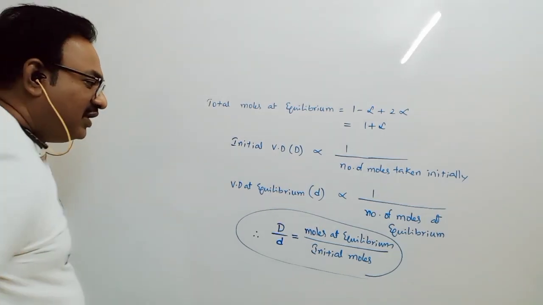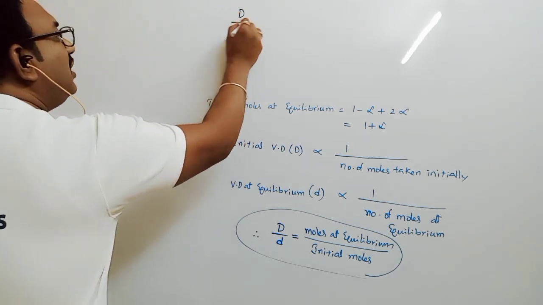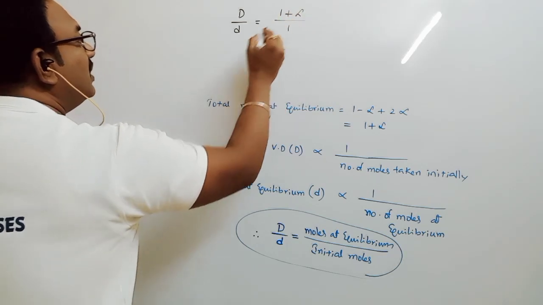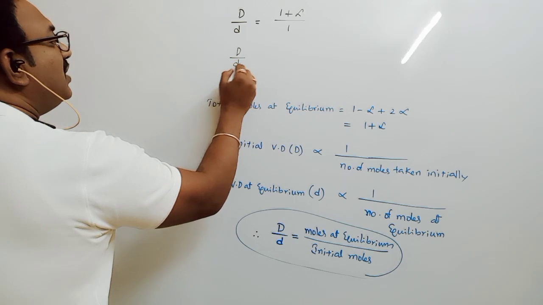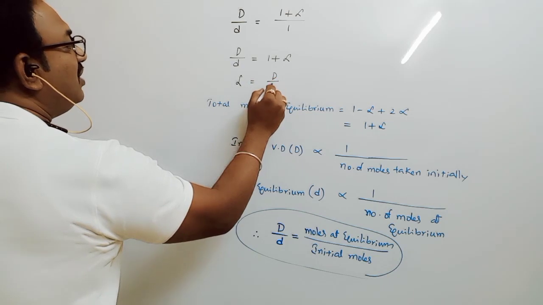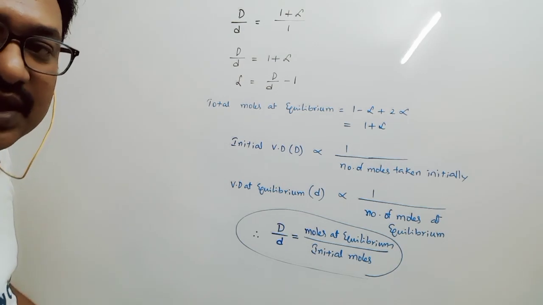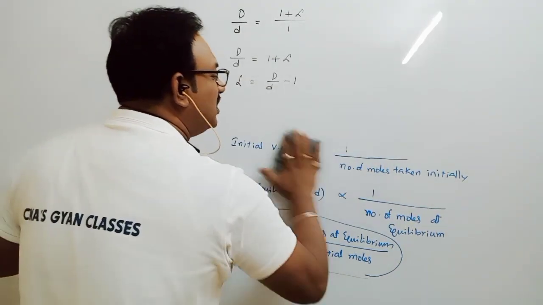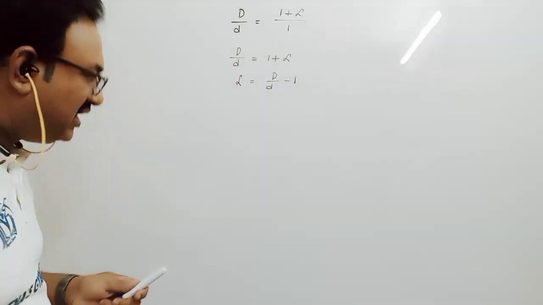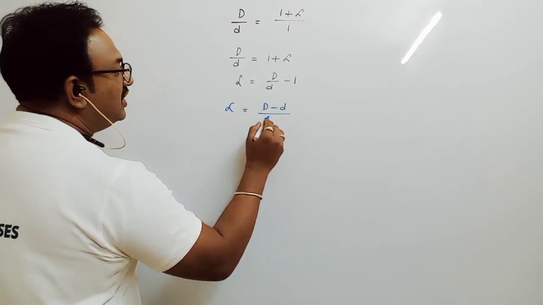So therefore we can write like this. Capital D by small d is equal to 1 plus alpha by 1. So capital D by small d is equal to 1 plus alpha. Then alpha equal to capital D by small d minus 1. And it can be written as finally alpha is equal to capital D minus small d by small d.